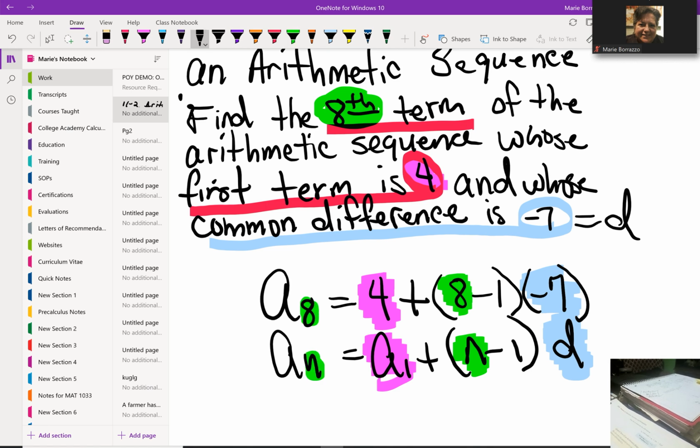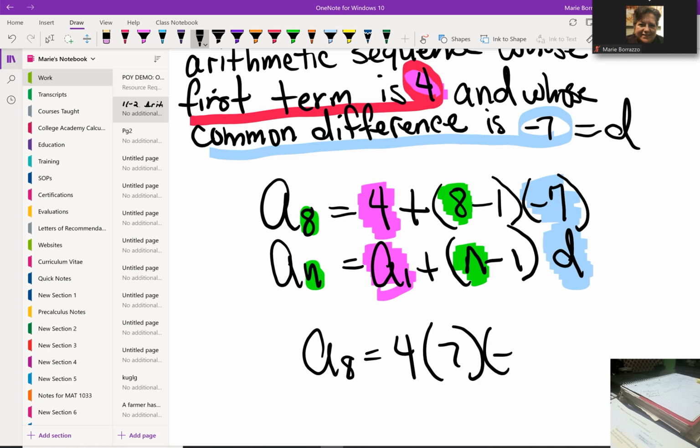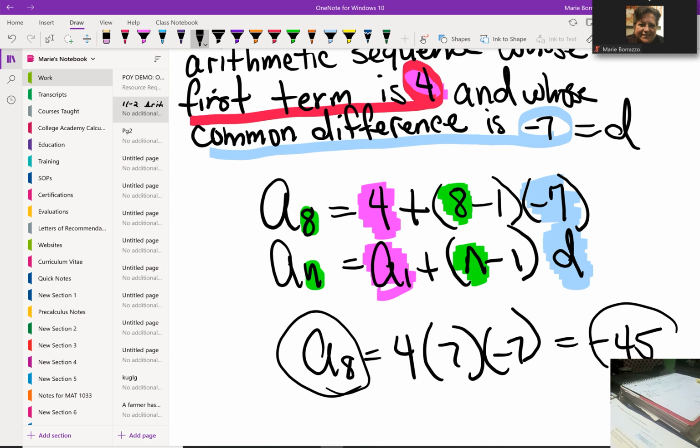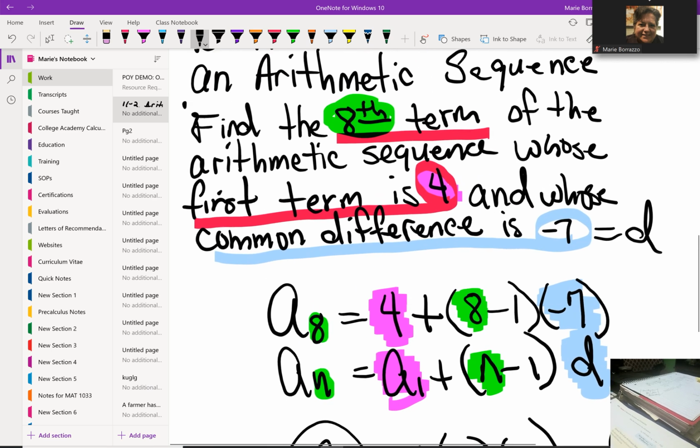So now we solve for this equation up above, and we have a sub 8 is equal to 4 times 7 times negative 7. That's going to give you negative 49 plus 4, which is negative 45. So the 8th term is negative 45. Okay, so that is the notes for this part, example 2.